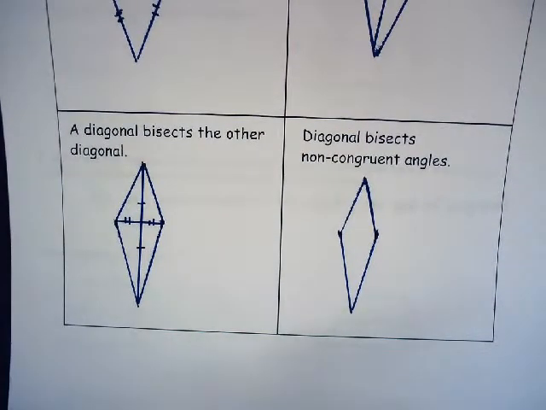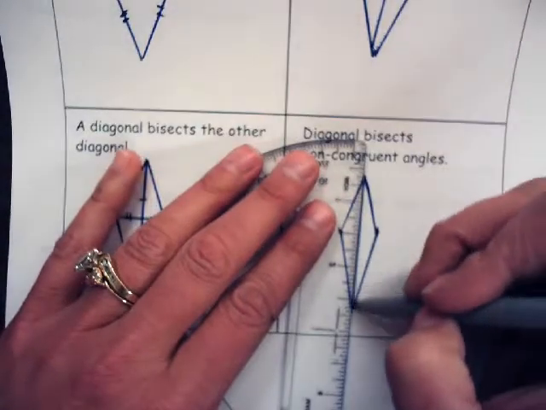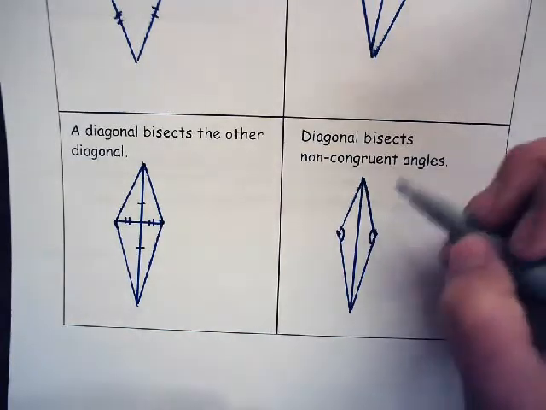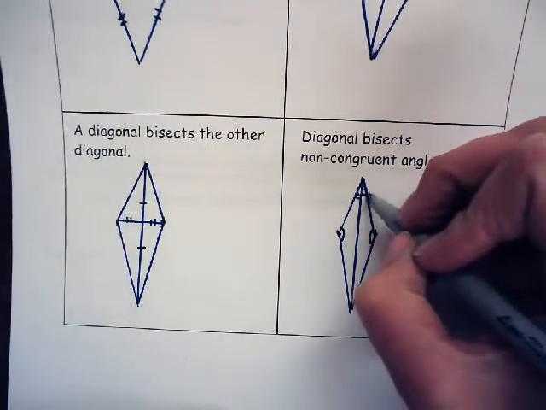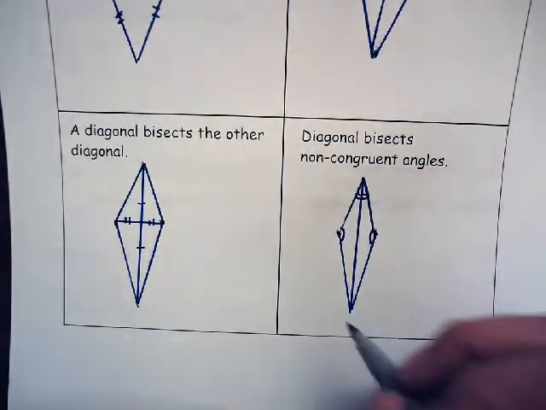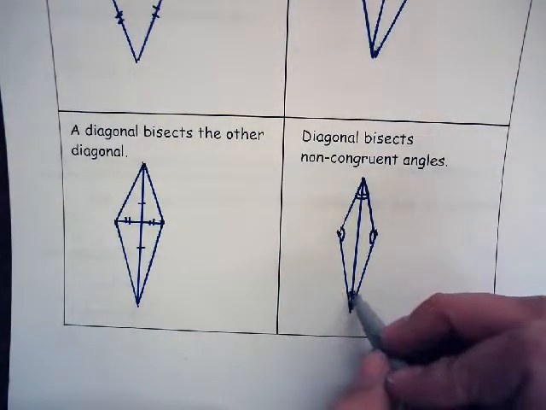The diagonal bisects the non-congruent angles. If you'll remember, my congruent angles were these two. So the diagonal bisects the non-congruent angles, which means that this side is congruent to this side, and then it cuts this angle in half. So this angle would be congruent to this angle.